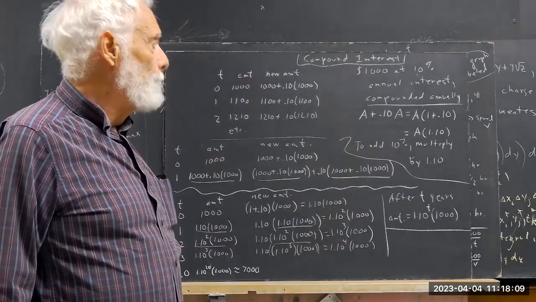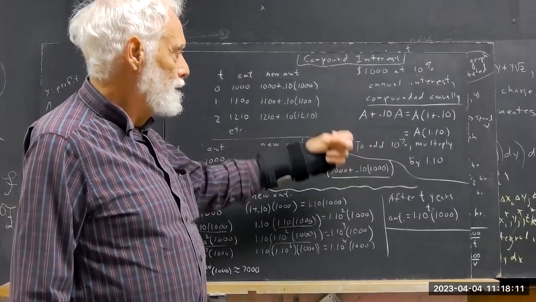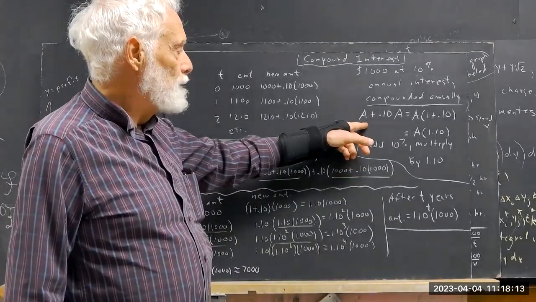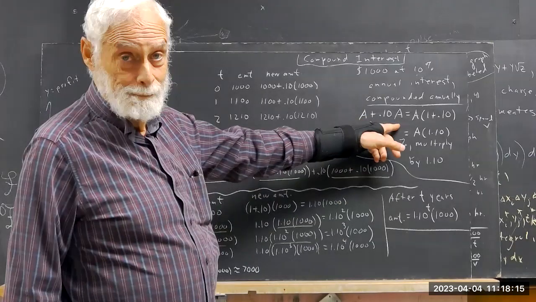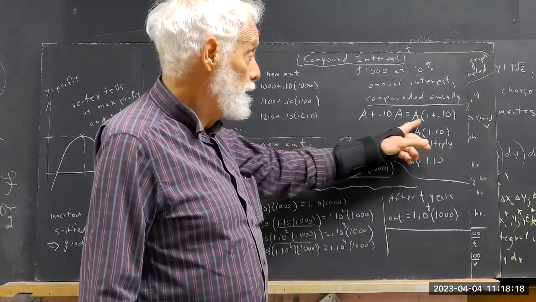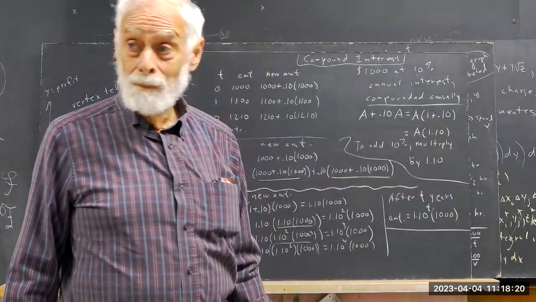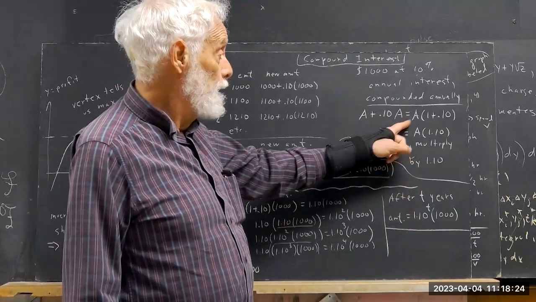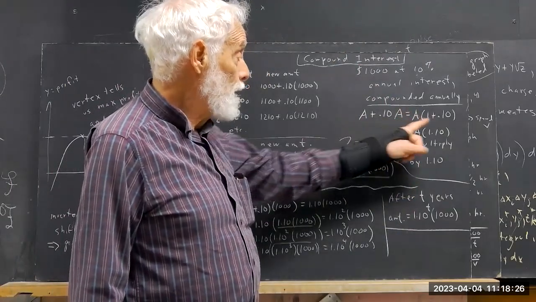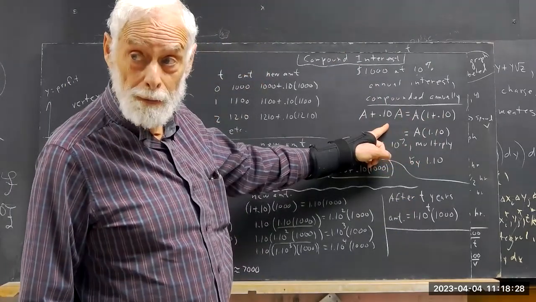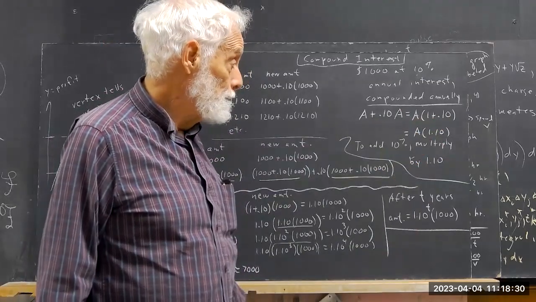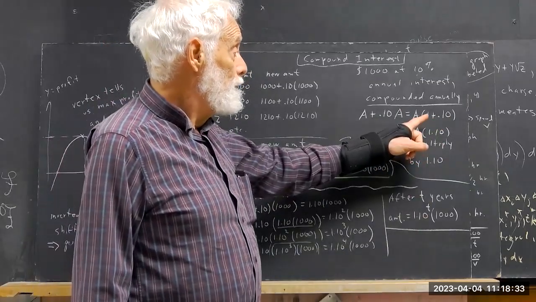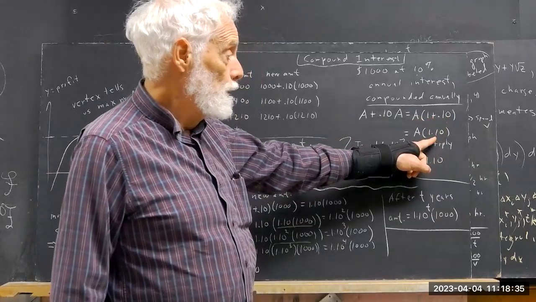Okay, now the key that you have to see is this. What's A plus 0.10 A? Well, you factor A out, you get A times (1 plus 0.10). And hopefully everybody understands that, but if not, just use the distributive law. A times 1 gives you A, A times 0.10 gives you 0.10 A. So this can be written this way. And of course, then 1 plus 0.10 is 1.10.